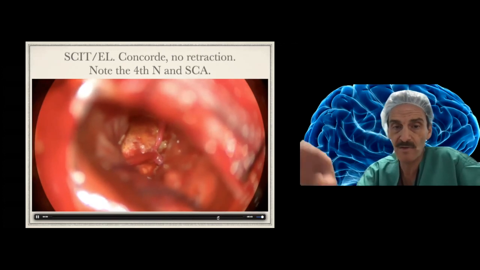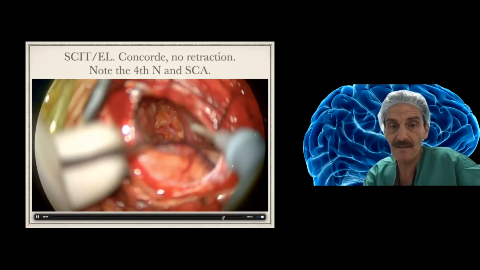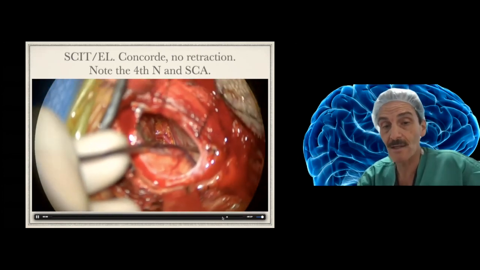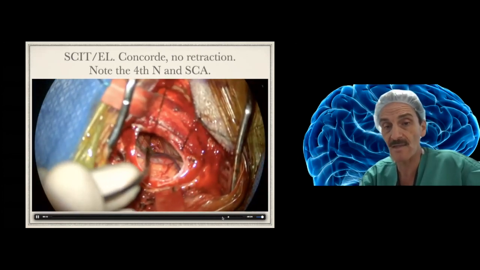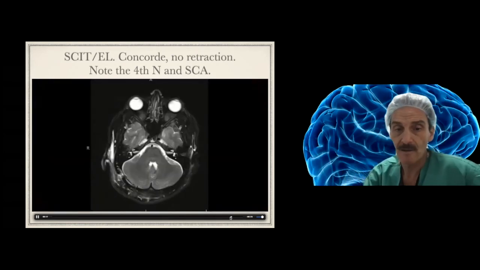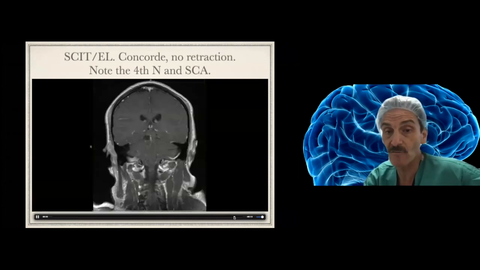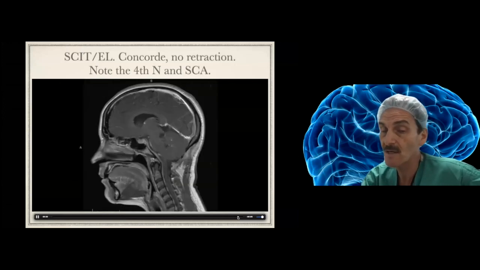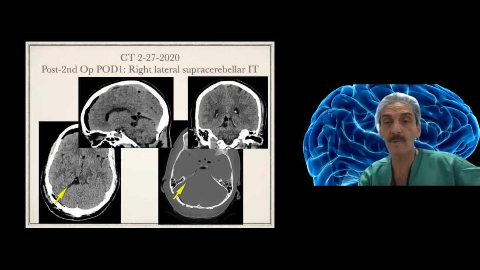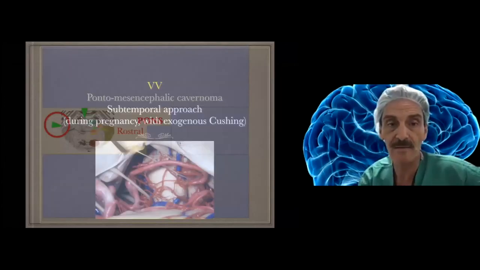And you can see the superior cerebellar artery hanging in midair. And again, at the end, that cerebellum is not bruised. It looks good. Again, using good CSF egress and a concord position, not purely prone, but concord. And here is the post-op, no residual. Patient did have a fourth nerve palsy after my surgery, but it recovered completely. That's a post-op. Lessons you heard me say.